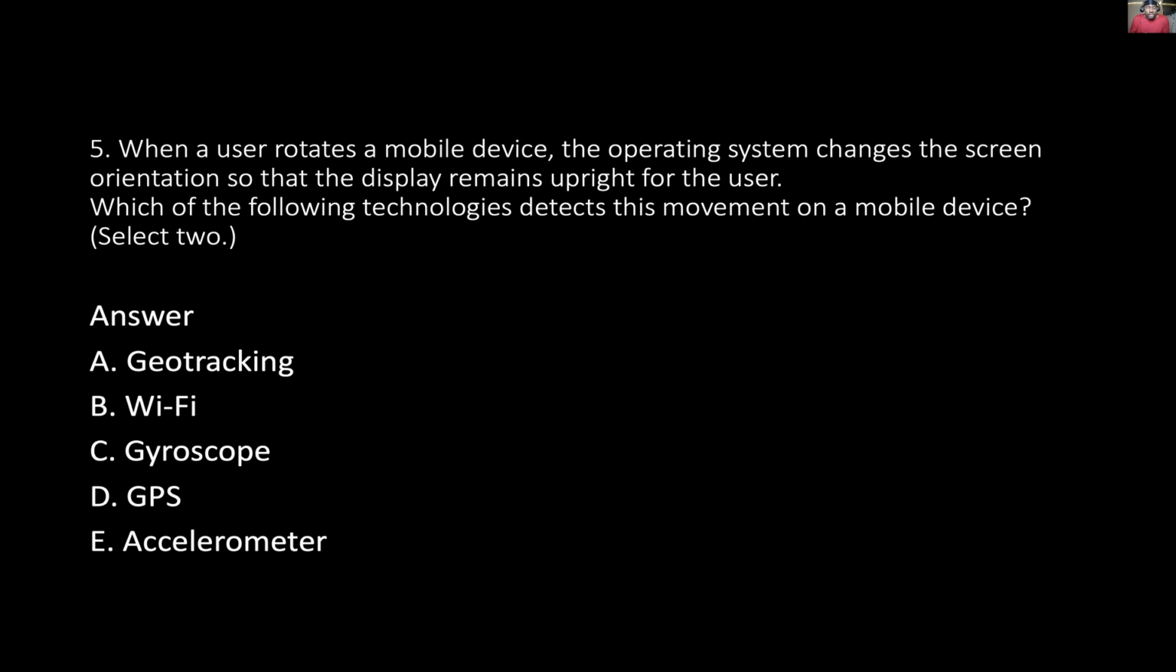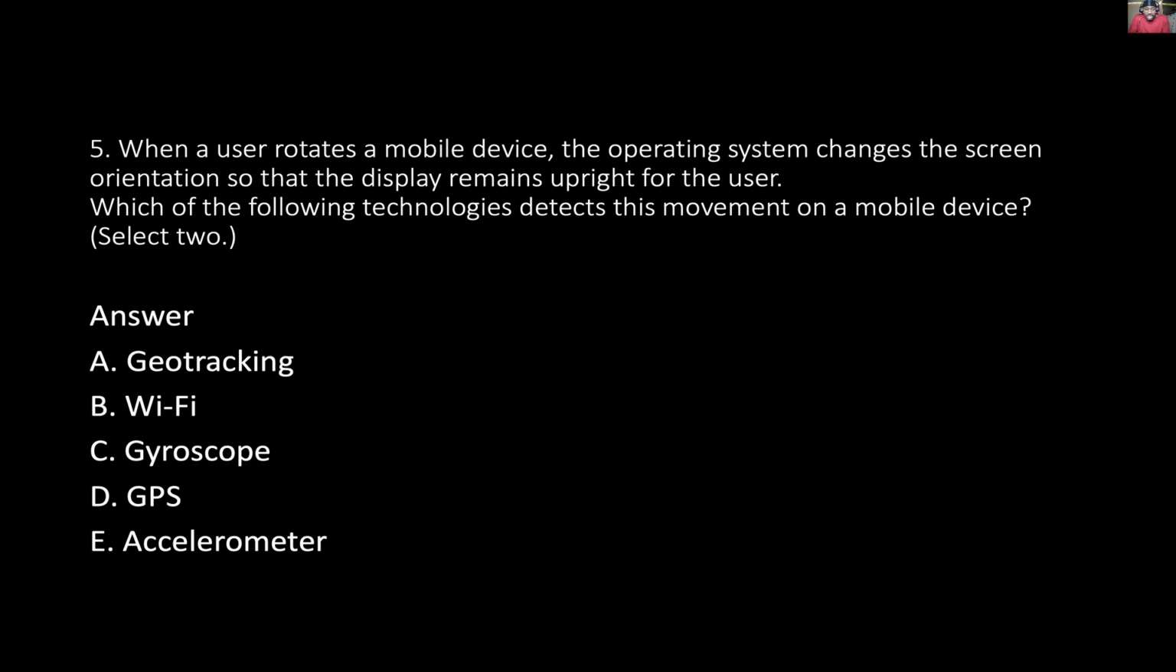Question 5. When a user rotates a mobile device, the operating system changes the screen orientation so that the display remains upright for the user. Pay attention to this, guys. I got something like this in my exam. Which of the following technologies detects this movement on a mobile device? Select 2. You should pay attention to "select 2." If you choose one, you're going to get it wrong.